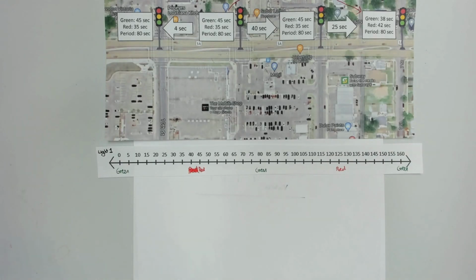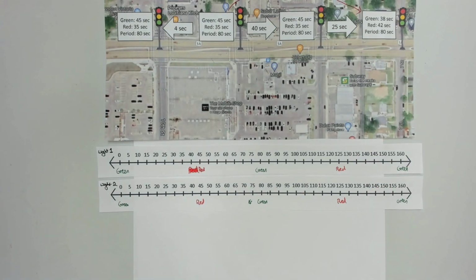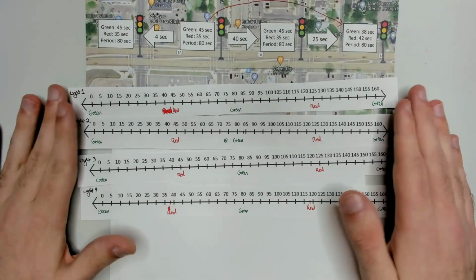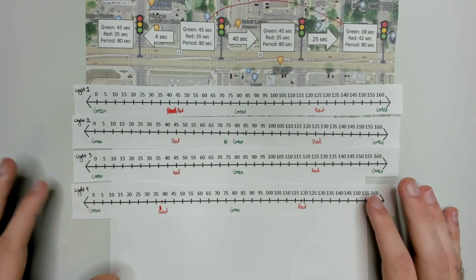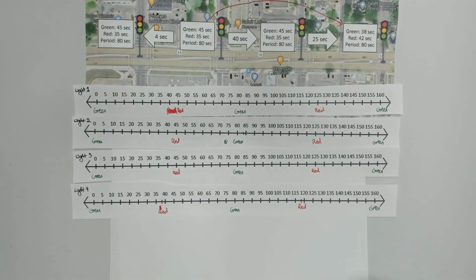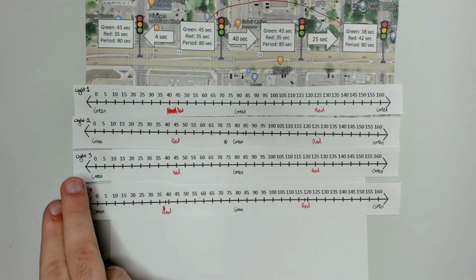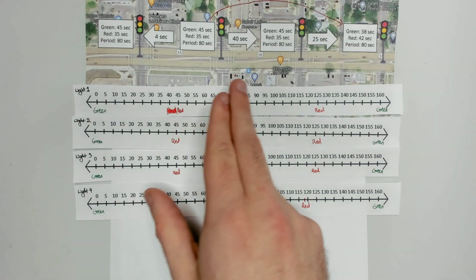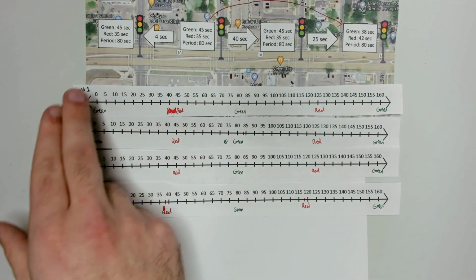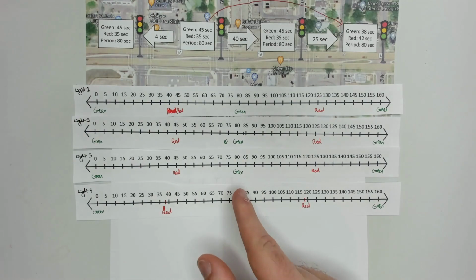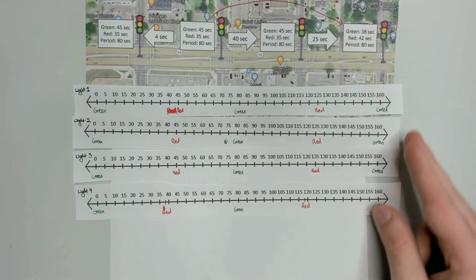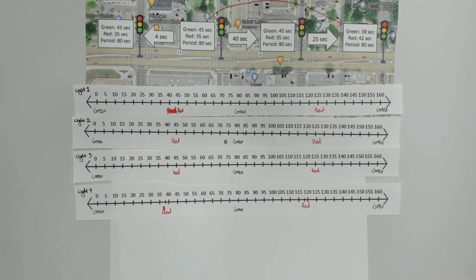So we've got lights 1, 2, 3, and 4 right here, and I have them all lined up. As we can see, for lights 1, 2, and 3, it's all the exact same because at 0, they turn green. 45 seconds later, they turn red. 35 seconds later, they turn green. So that takes us through one full period, and that happens at 80. And then we go through another period: 45 seconds later, they're red, and 35 seconds later, they're green, and that's a second period. The second multiple of 80 is 160.